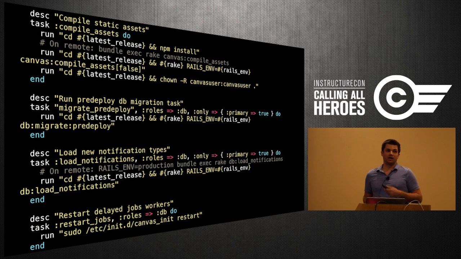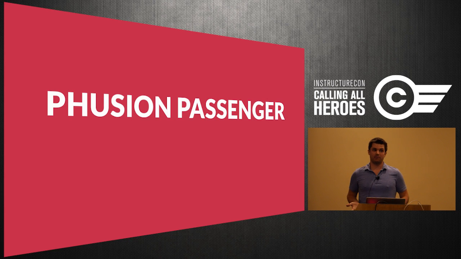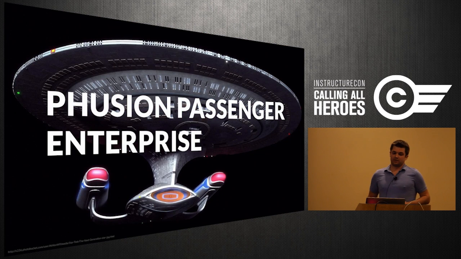Fusion Passenger, if you've installed Canvas, you're probably familiar with it. It's the app server recommended in the production guide. It has an open source version, and we were using that for quite some time. We decided to end up going with the enterprise version for a few reasons. One of the big features in the enterprise version is rolling restarts.